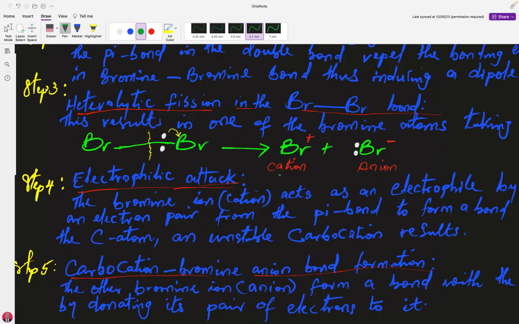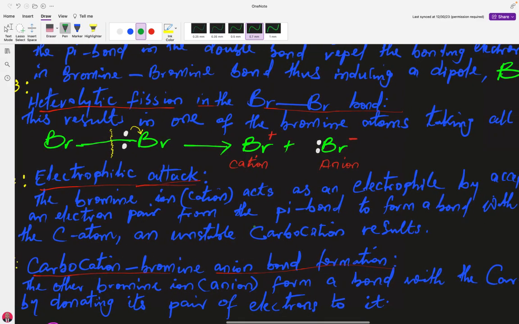So now, the double bond has excess of electrons, both the pi electrons and the sigma electrons. Because of the pi electrons that are there, we now say that the double bond is rich in electrons. For that reason, this one is attracted towards the double bond. So we call it electrophilic attack in organic chemistry. So the bromine ion, now electrophilic attack, which is number 4.